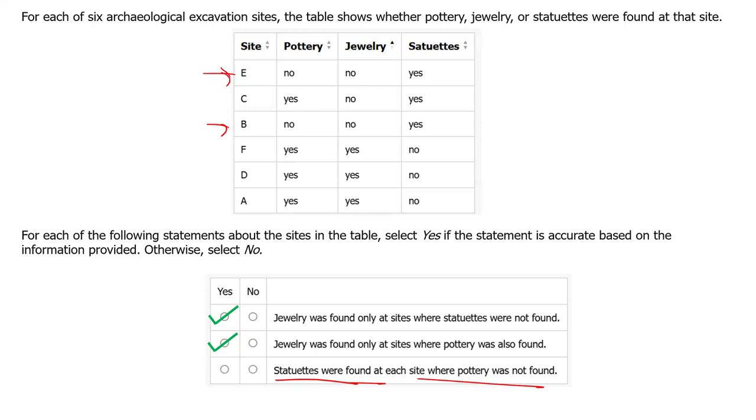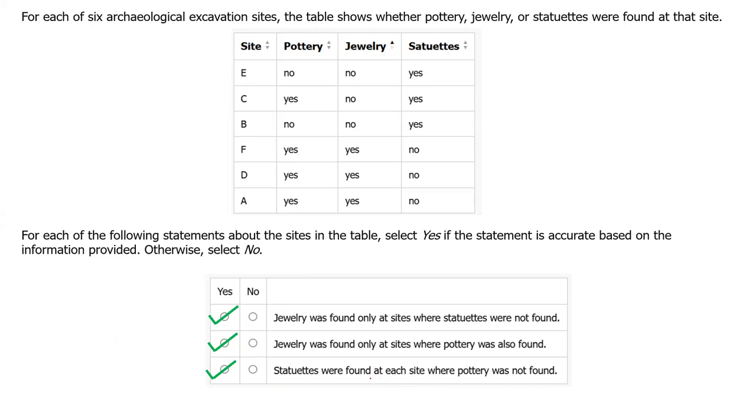Correct. But well, the thing is, the answer is a yes here. Chatrika, tell me, where was pottery not found? In E and B. Correct. Wait. Were statuettes found in each of these sites? Okay, yeah, correct. Yes, and the answer is yes. Very nice.